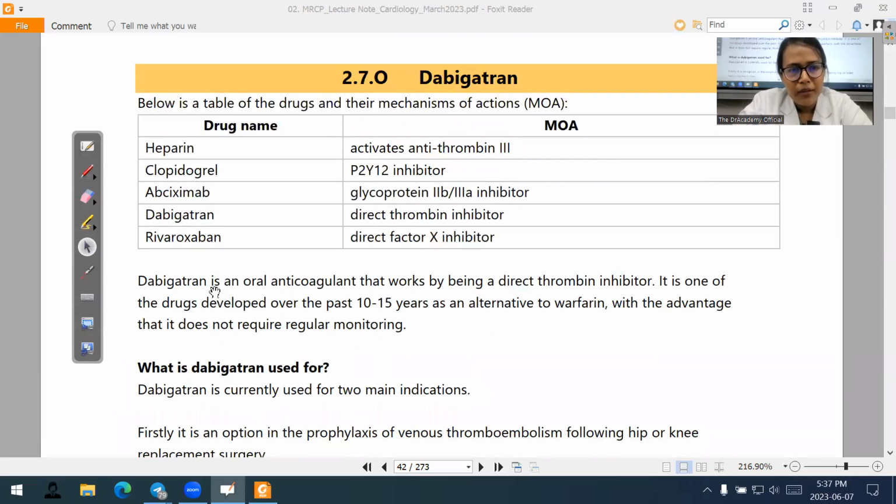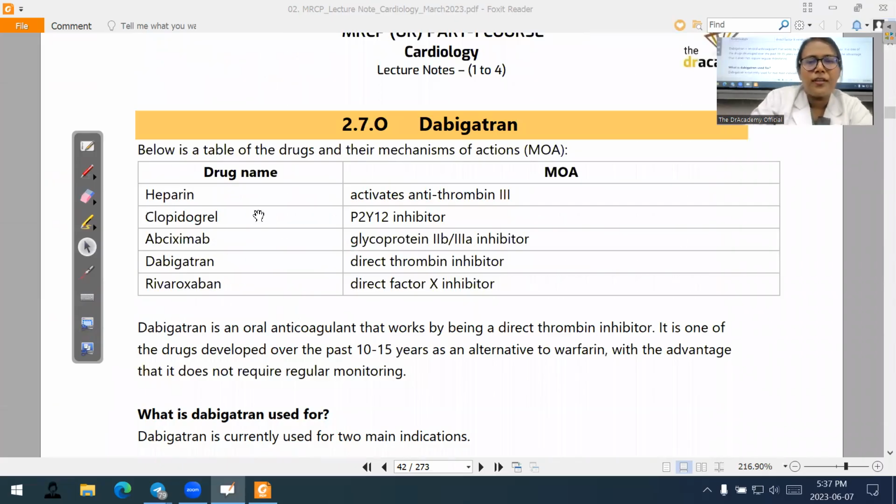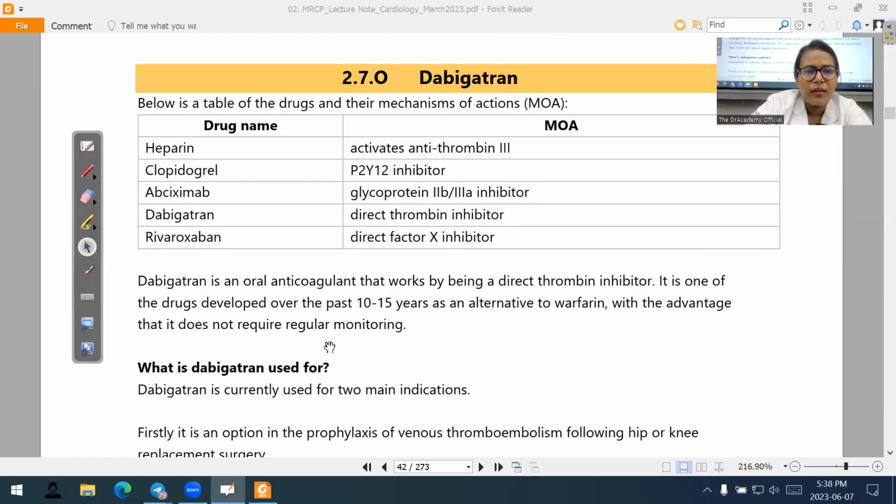Okay, so dabigatran. Why all of a sudden dabigatran? Oh, because of the anticoagulation. This box is quite important because it gives you the main mechanisms of action. Heparin activates antithrombin 3, thereby neutralizing activated factor 10. Clopidogrel inhibits the ADP from binding to the ADP receptor on the platelet and thereby prevents platelet aggregation. Abciximab is a glycoprotein 2B3 receptor inhibitor. Just go through the mechanism of action, okay? This is a very undergrad level situation.